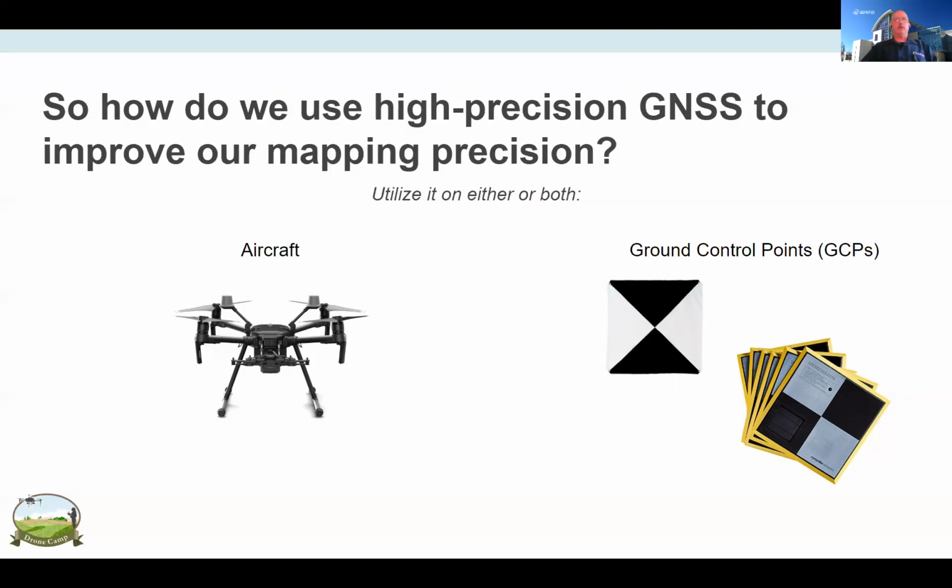The other, and this is not exclusive, we can do both, is to use high quality or high precision GPS to get our positions for our ground control points. So let's look at both of those.